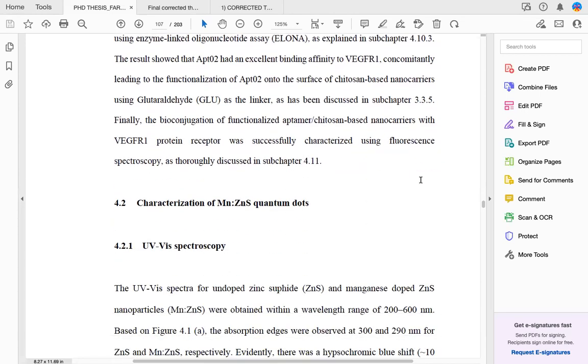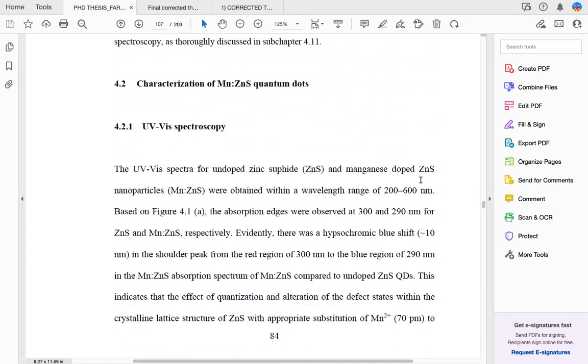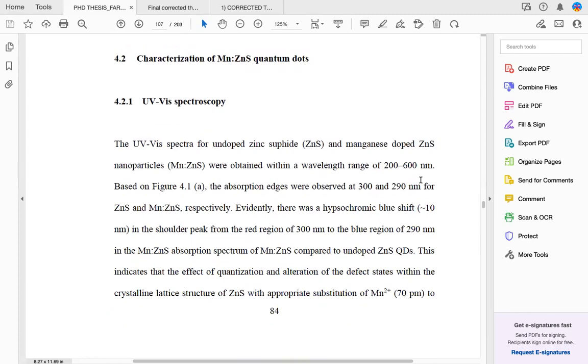Okay, because this is something not observed in the first example, it's good to look at. Let's say you have UV results. What do you usually discuss in UV results? That depends on what you want to highlight. Okay, so similar structure: you present your result first. You can see that figure 4.1 is mentioned here, but it's a bit far.